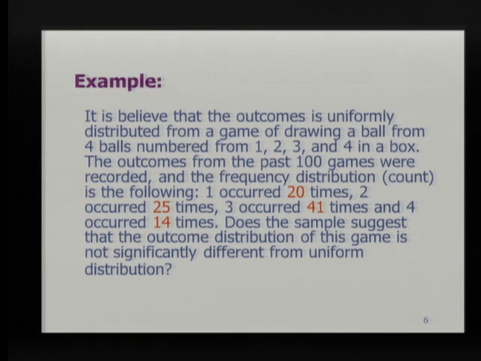The game designer gets these 4 balls, and they want to see whether the outcome distribution is the same when you draw a ball from these 4. So they perform 100 drawings, each time just drawing a ball from these 4 numbers. Out of 100 trials, 20 times turn out to be number 1, 25 times number 2, 41 times you get 3, and 14 times number 4. Does it suggest that we have a uniform distribution, that all numbers are equally likely to occur?